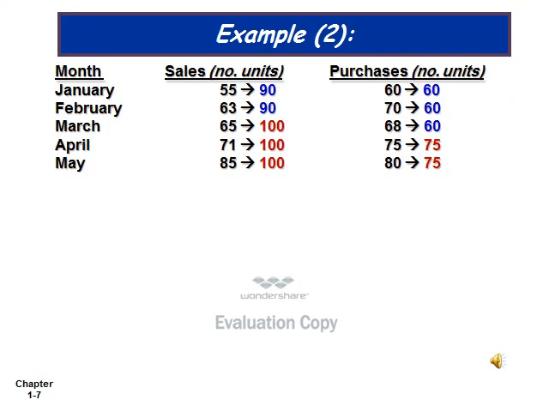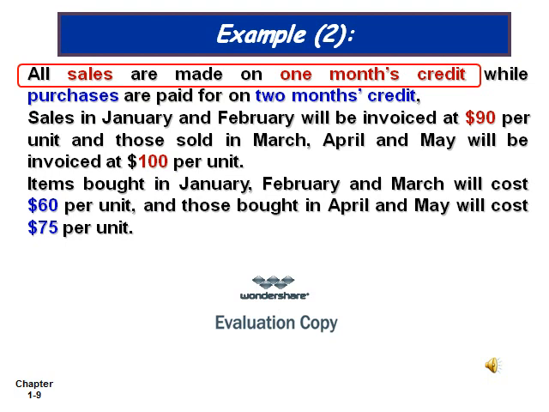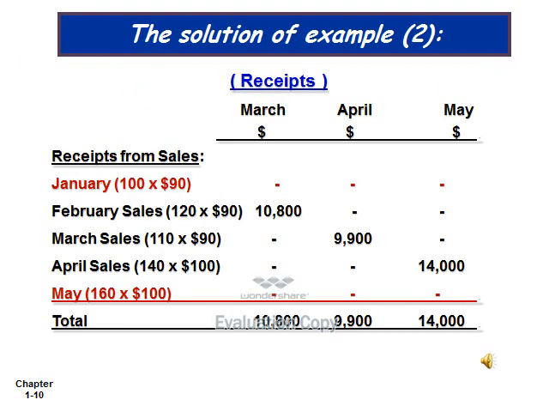The solution of example 2. Kindly notice that the selling price in January and February is $90 per unit. This amount increased from $90 to $100 in March, April, and May. The purchase cost is $60 per unit in January, February, and March. This amount increased from $60 to $75 in April and May. To calculate receipts from sales in March, April, and May, it depends on the policy of the company. Returning to the example, all sales are made on 1 month credit, so the receipts from sales in one month will be received in the next month.